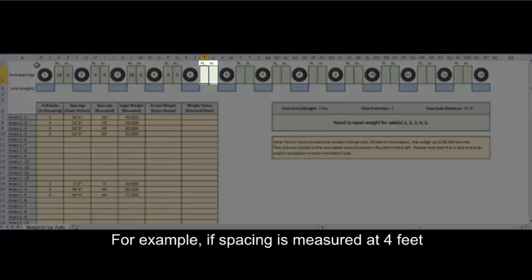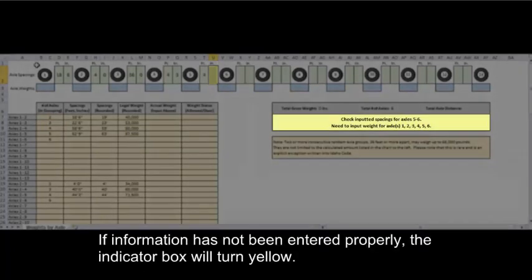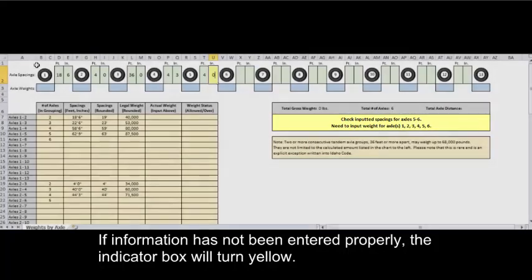If your axle spacing measurements do not contain inches, enter 0. For example, if spacing is measured at 4 feet from the center of the axle to the center of the next axle, enter 4 in the FT box and 0 in the IN box. If information has not been entered properly, the indicator box will turn yellow.